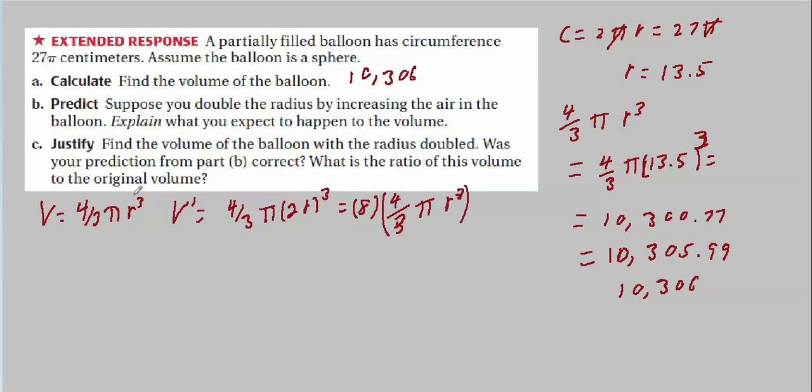And that makes sense. Remember when we doubled one side of a square, we squared the area. We doubled the perimeter, but we squared the area, because area is units squared. Volume is units cubed. When we double them, well, we take 2 cubed. So when we double the radius, if our scale factor is 2 for the radius, our factor for the volume is 8.